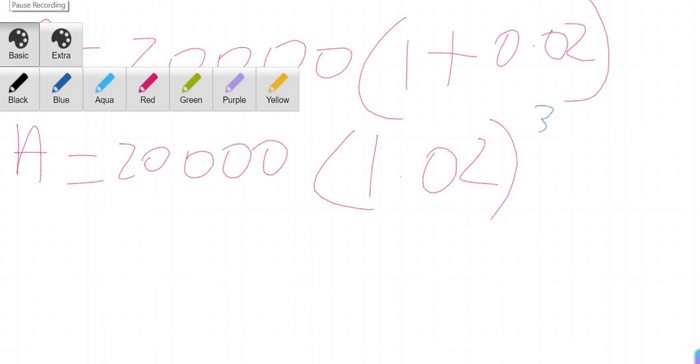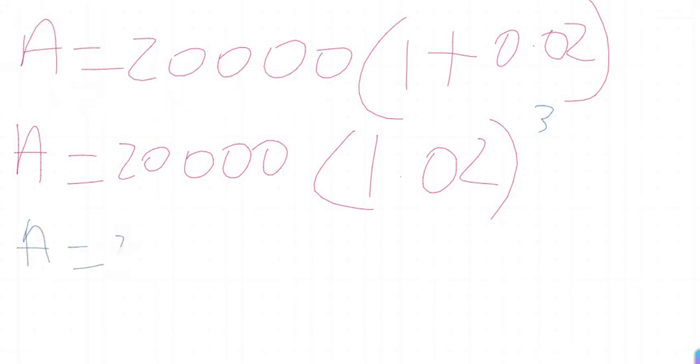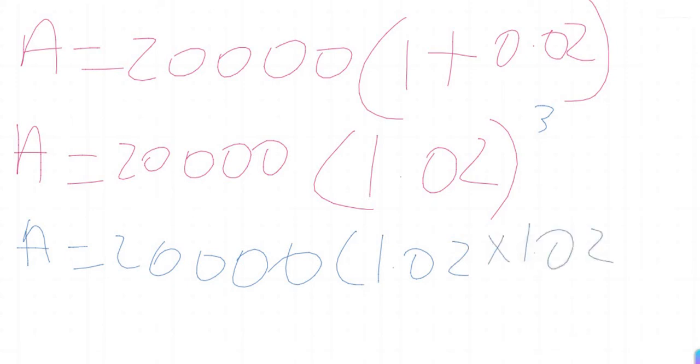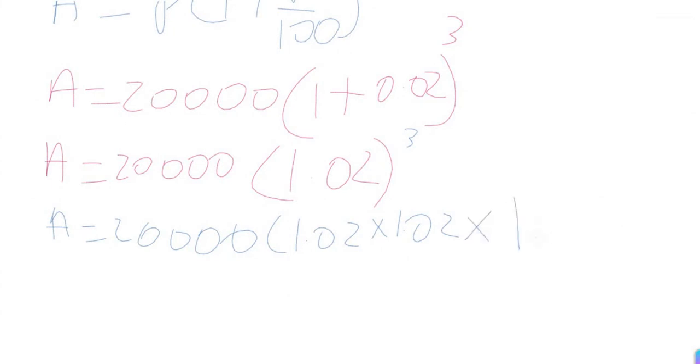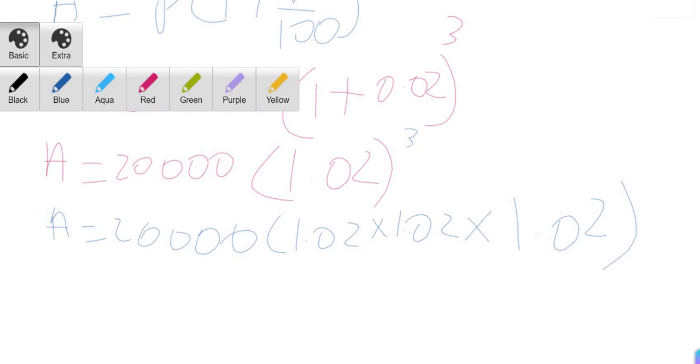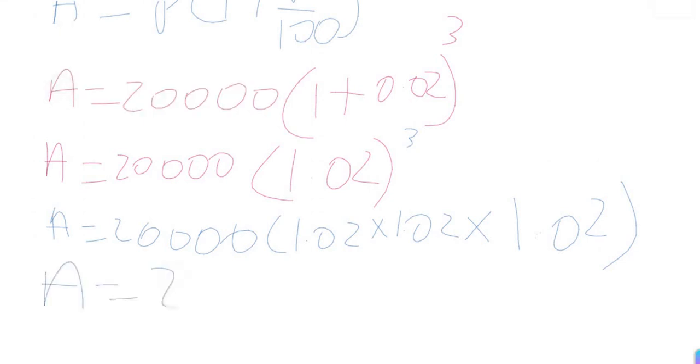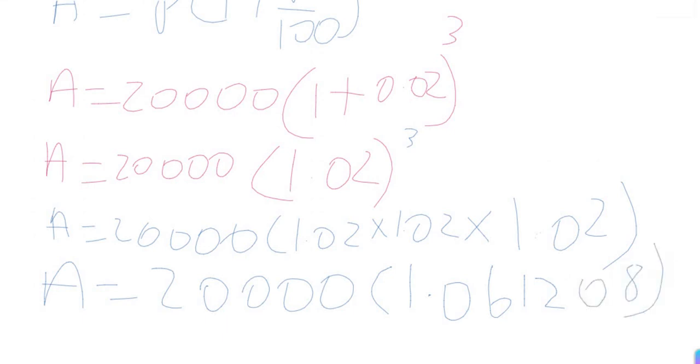All right, so let us go down further and see what it looks like. We have the amount is equal to 20,000, and this is saying 1.02 times 1.02 times 1.02, the exponential form in the expanded way. And so this will give us, let's use a different color, let's use blue. So 20,000, right? So what is in the bracket? We get 1.061208, and so we have reached the final step of the calculation.